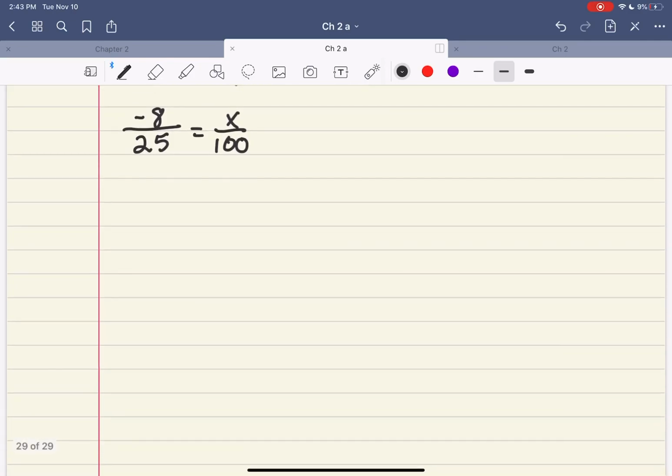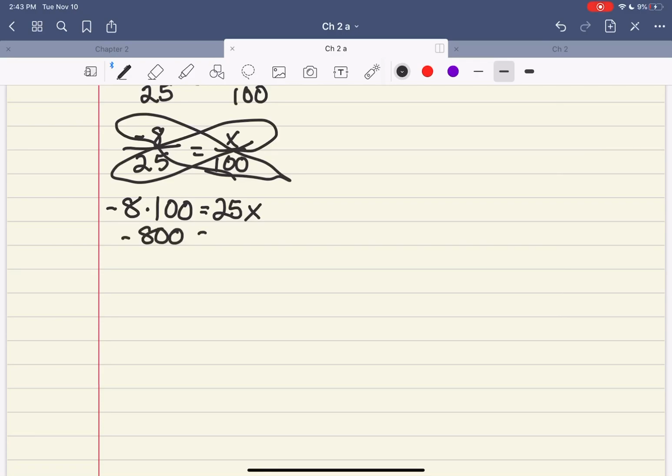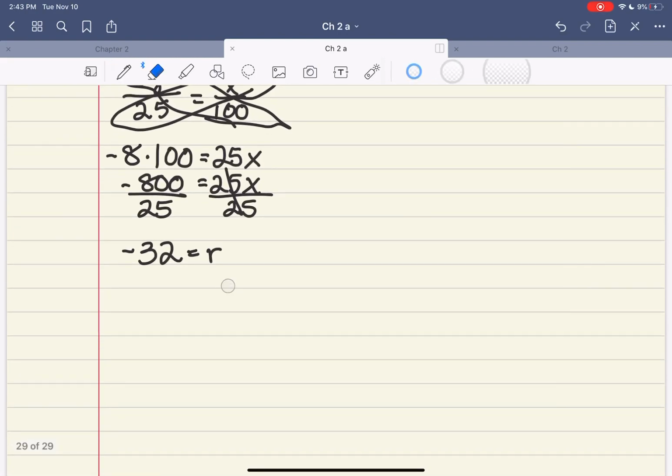Okay, so we're going to cross multiply. Ooh, that was messy. All right, and I get negative 8 times 100 equals 25 times x. So negative 800 equals 25x. Divide by 25 to solve my one-step equation, and I end up with negative 32 equals x. Oh, geez, sorry, x.